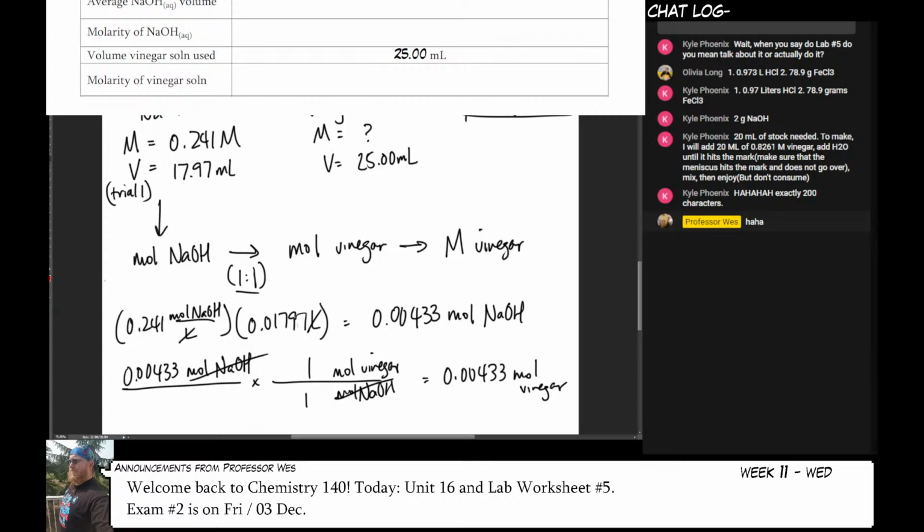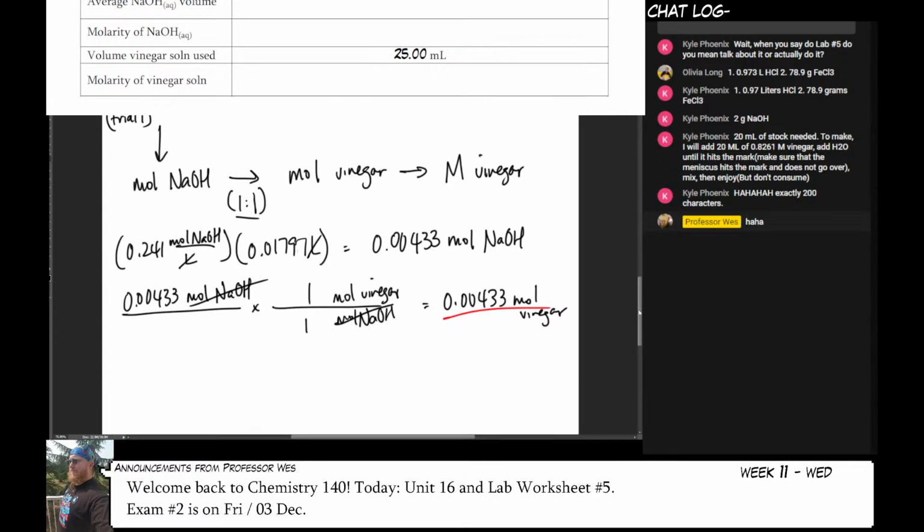And then finally, I now know the number of moles, and I know the volume of vinegar that was used. I can figure out the molarity. And so that would be this many moles of vinegar divided by the volume that was used. Oops, I don't get that 2 on the end there.